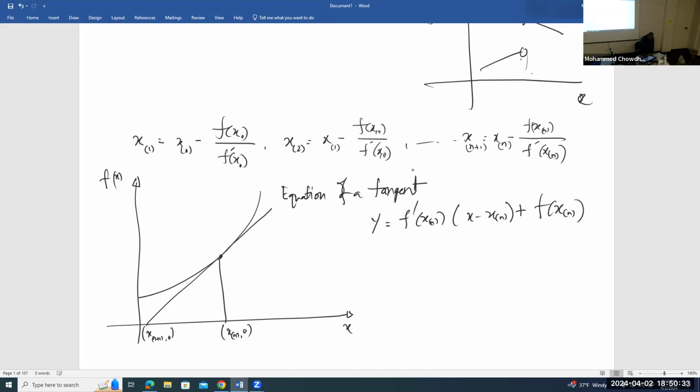So this height is known as f of xn, which has been used in there. This is f of xn. And this is the tangent, whose slope has a formula: slope equals f prime of xn. This is the slope, okay?